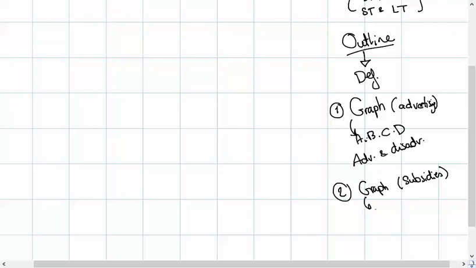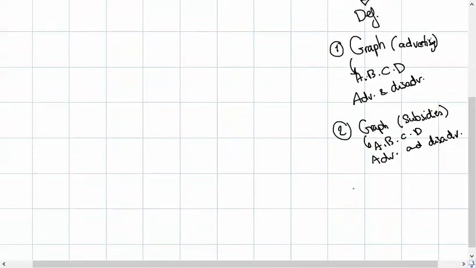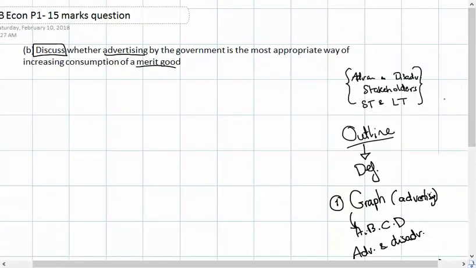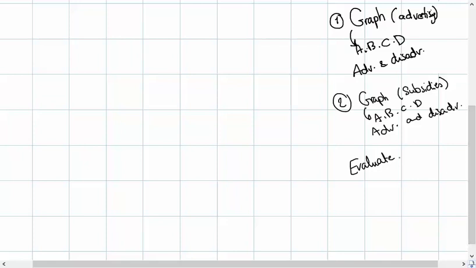So again, the A, B, C, D, advantages and disadvantages of a subsidy on the different stakeholders and if there is a long-term and short-term effect. And finally, we evaluate. So you give your own judgment on the policies. Remember to answer the question. He's asking you to discuss whether it is the most appropriate way. So in your answer at the end, you should give an indication of your opinion on whether it is the most appropriate, least appropriate, or appropriate to a certain extent. This is based on how you justify your answer.